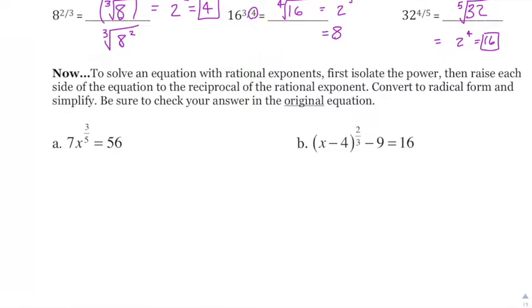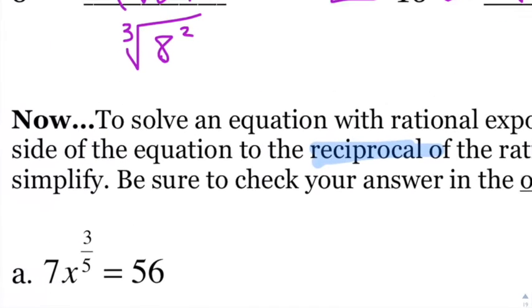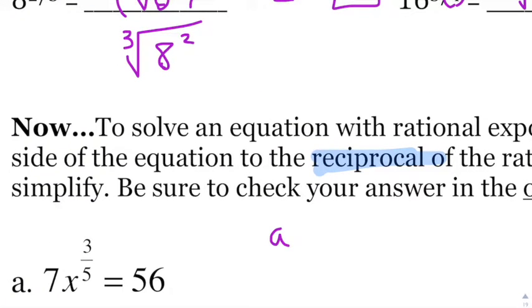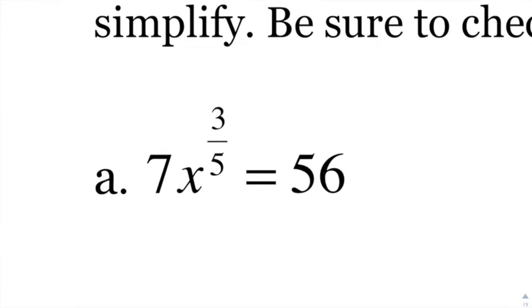All right, now these are a little bit different. We're going to solve equations with these fractions. To solve an equation with a rational exponent, first isolate the power, then raise each side of the equation to the reciprocal rational exponent. The reason being, if we had, for example, a raised to x over y, to cancel out a power, we can multiply by that reciprocal, y over x, and that's going to cancel out your fraction. Now, whatever you do to one side, you've got to do to the other.